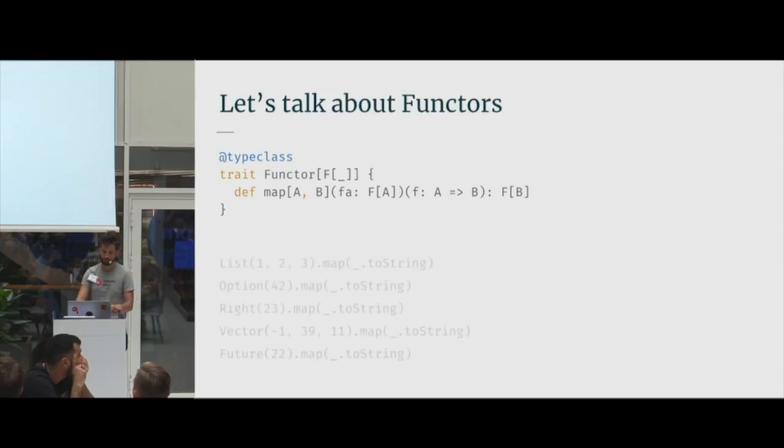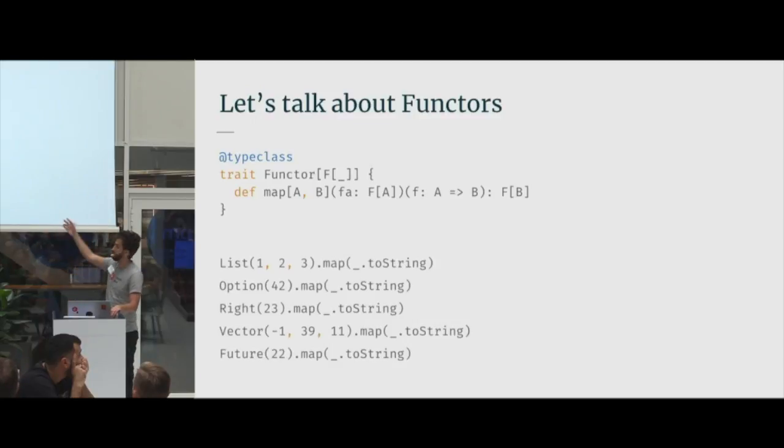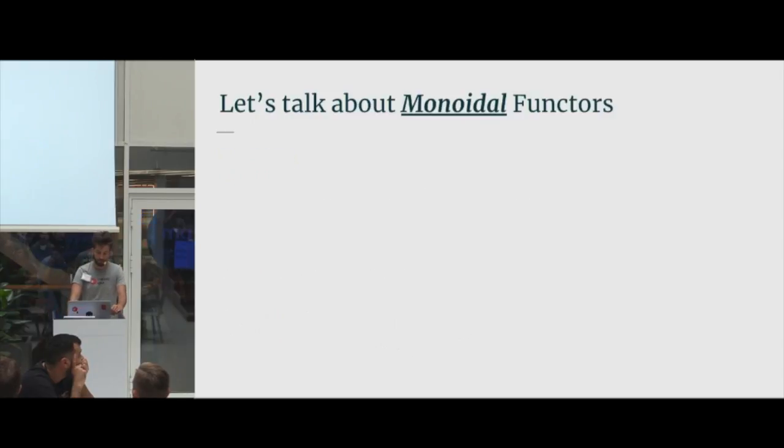And of course, this works for things like list, option, either, vector, future, all of these things that you probably use every day, right? So that's cool, but let's talk about monoidal functors. Monoidal functors are really cool because they combine all the cool aspects of monoids with all the cool aspects of functors. And so, for example, we've seen this.